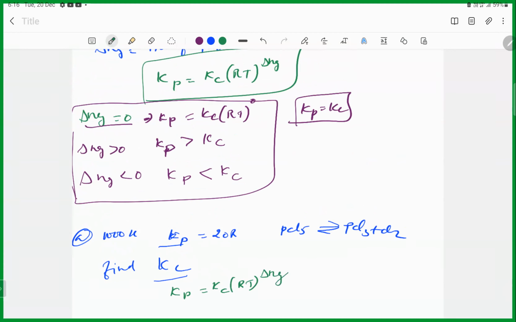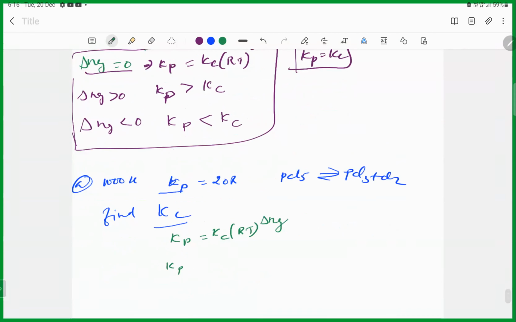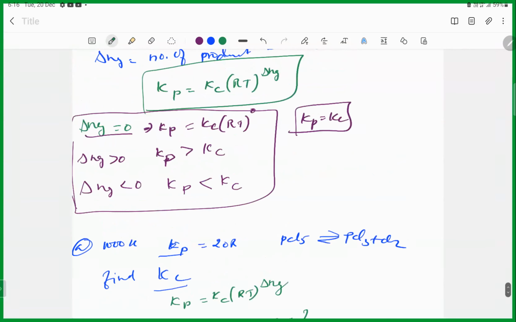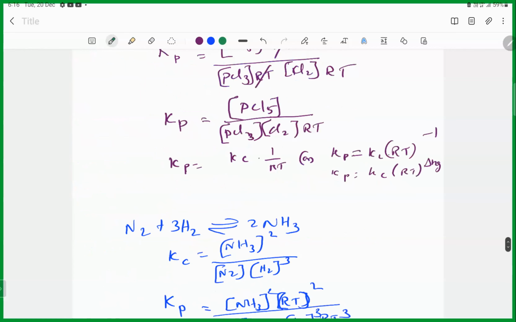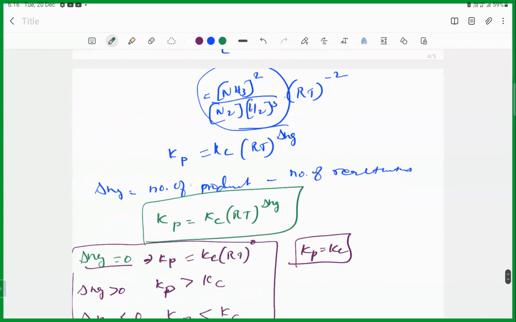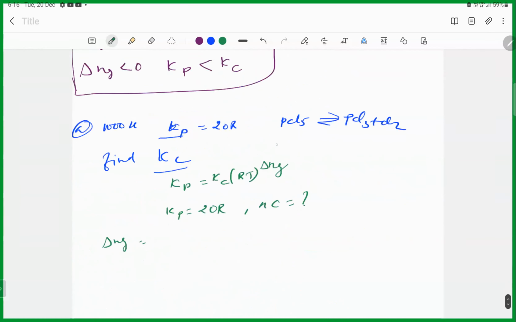Kp is equal to Kc into RT power delta Ng. Now, for this reaction, they have given Kp is equal to 20R. So we have to find out Kc. So you have to find out the delta Ng. Delta Ng is the number of moles of product minus the number of moles of reactant. In this reaction, the products are PCl3 and Cl2. So 2. Then the reactant is 1. That becomes 1.